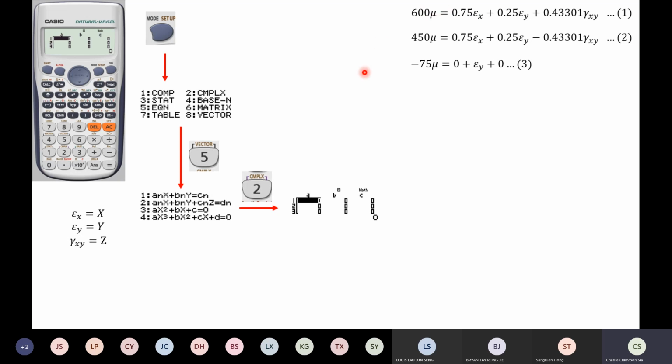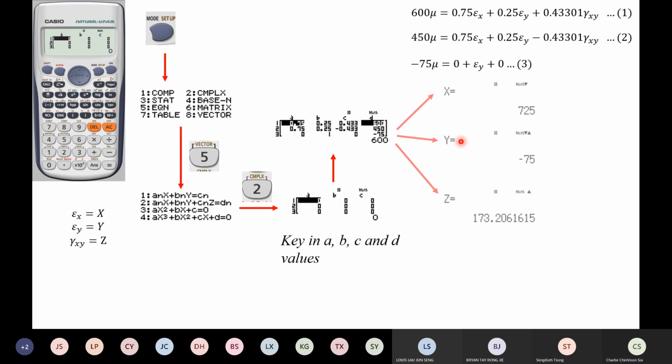So should be fine, right? All you need to do is key in those values a, b, c, d. So you should get this. So a, b, c, d, first equation, second equation, and third equation, right? From there, you just calculate. You will get the x value 725, y value negative 75, and z value will be 173.2, around that. So from there, you will get the answer.